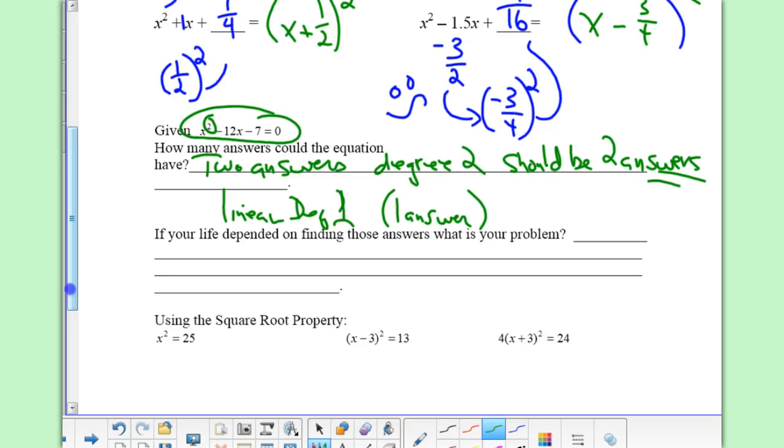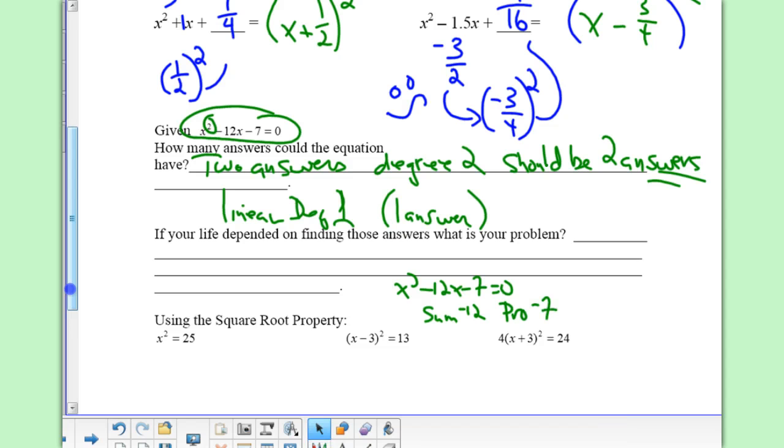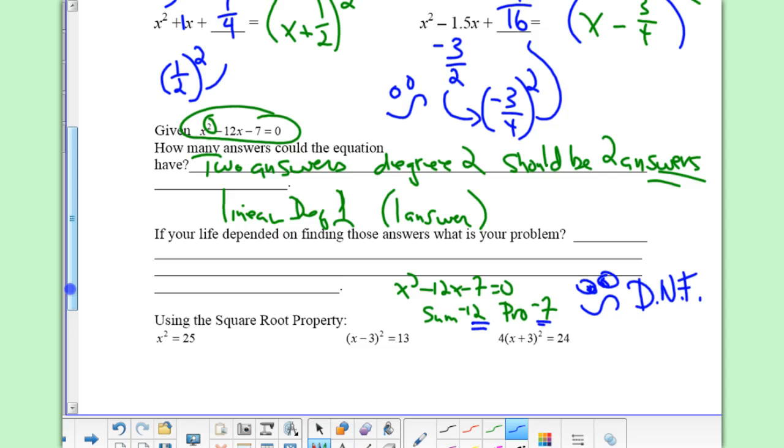Now, what's your problem if your life depends on using 3.2 to solve this question? Well, you got a problem, because when you look at x squared minus 12x minus 7, you're supposed to find 2 answers, but you have a sum of negative 12 and you have a product of negative 7, and that should leave you fairly puzzled, because it does not factor. There are no products and sums that give you these, but that doesn't mean there's not answers. There is. You just need to find a method that works, and it happens to be the perfect square method.